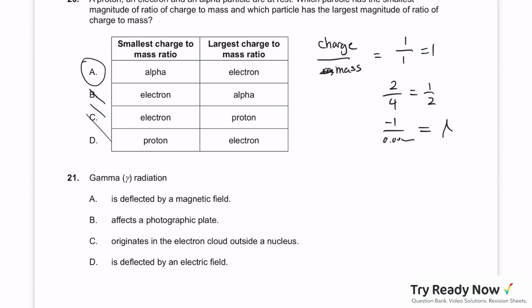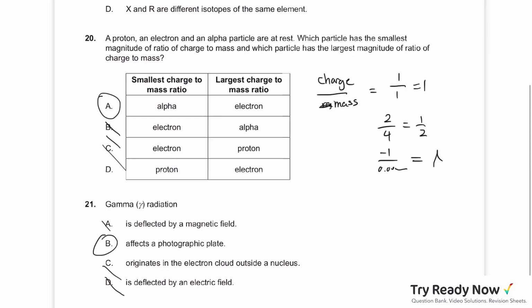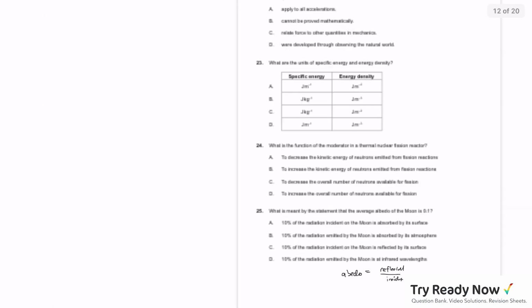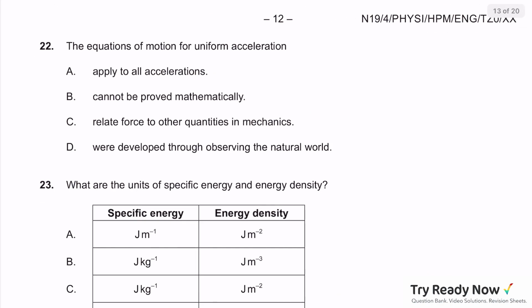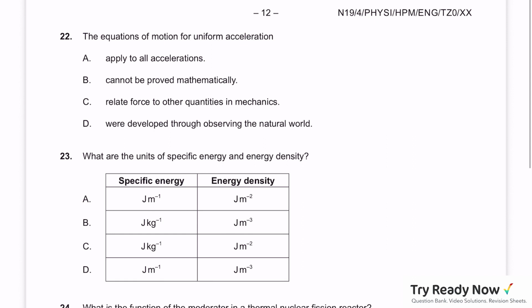Now for question 21, the answer is B. So we know that gamma radiation affects a photographic plate, and the rest does not really apply. You can use process of elimination for these kinds of questions. Now moving on to question 22. Question 22 is a bit of a weird question as well.